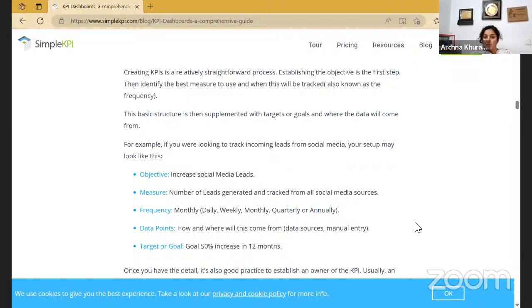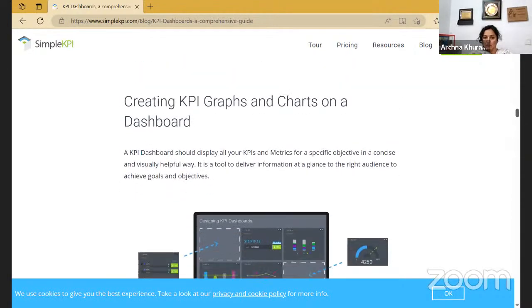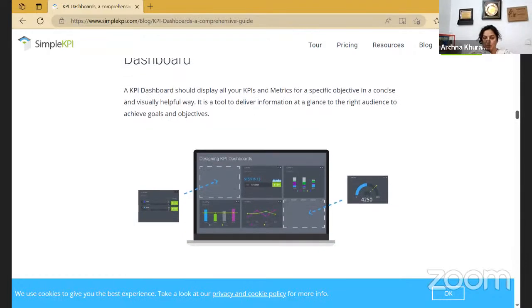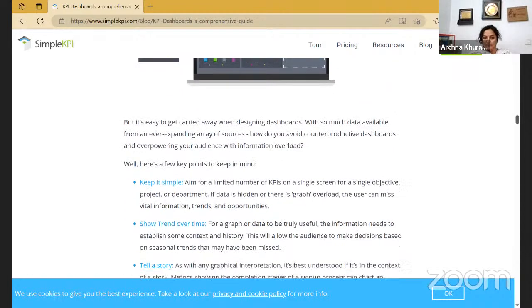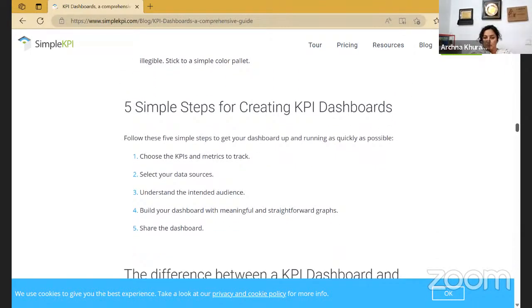This is your target. So this is how KPIs are designed, and KPIs should basically talk about these 5 things: objective, measure, frequency, data points, and goal, right? This is how this particular company, Simple KPI, whose work is to provide such dashboards, has shown it like this. So these are the 5 steps for creating KPI dashboards, right?